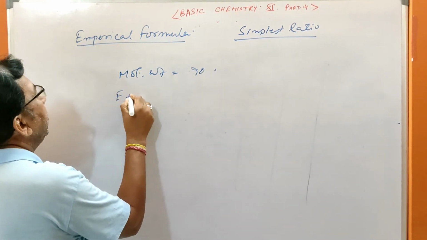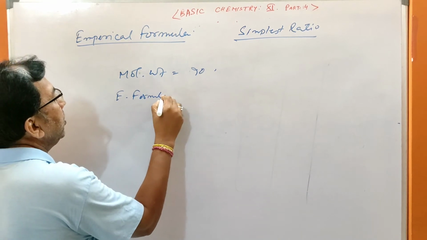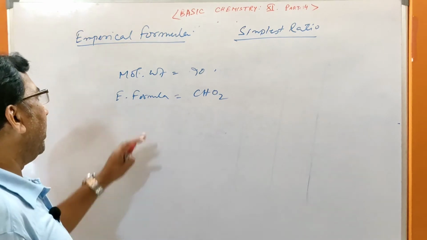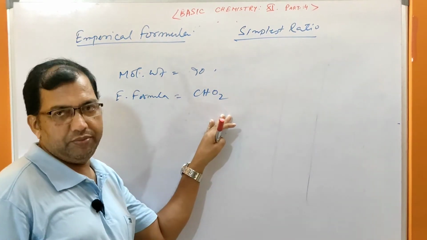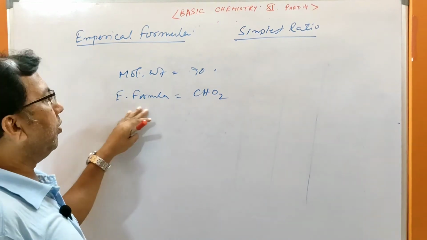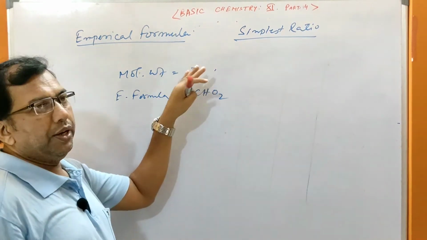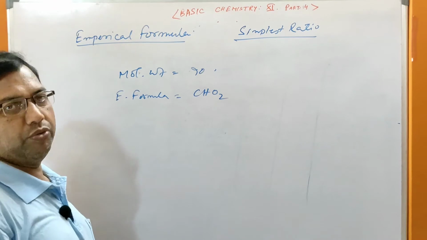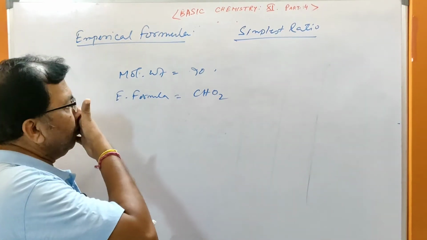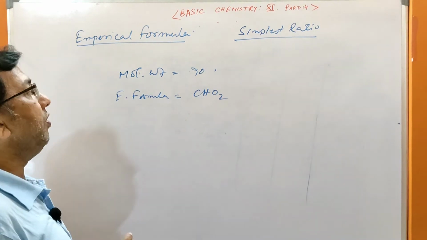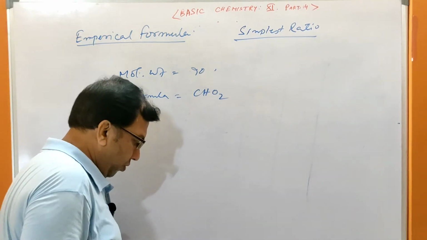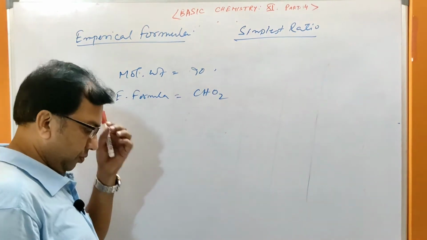The empirical formula is given, CH2O2. The molecular weight is given, the empirical formula is given. If you have to find out the molecular formula of the compound, how do you find it? Molecular weight is given, and empirical formula is given. So how to find the molecular formula?